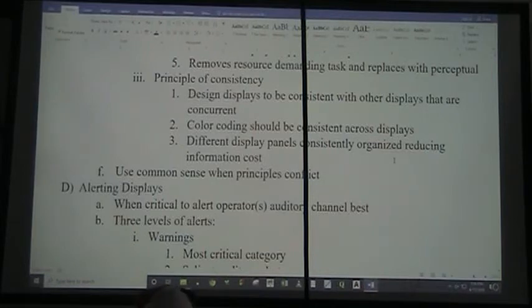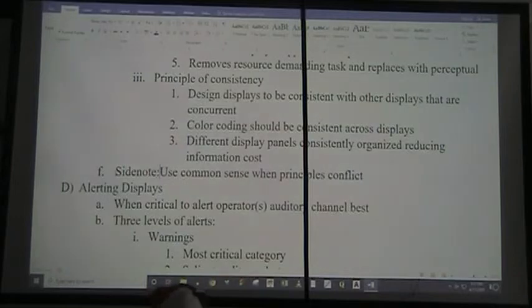Third, under memory principles, is the principle of consistency. We want to design displays to be consistent with other displays that are happening at the same time. Our color coding should always be consistent across displays. And our different displayed panels need to be organized so that they are reducing the information cost that the user is having. However, kind of a side note, use common sense when these principles conflict. And they will conflict from time to time.